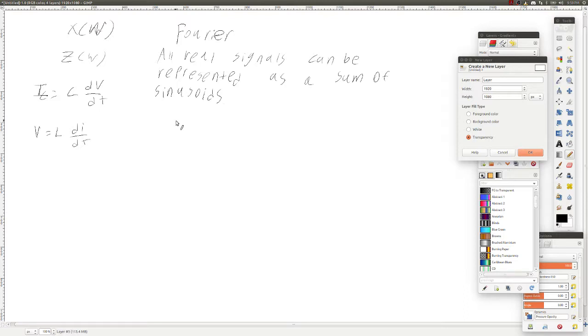Basically what this means is, let's go ahead and give an example. Let's say that we have y equals sine of t. This is the sinusoid, or this is the sine of t, in the time domain. If I recall correctly, sine starts at 0. Yes, it does.